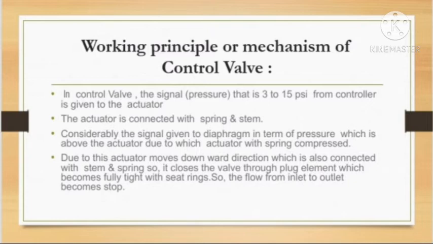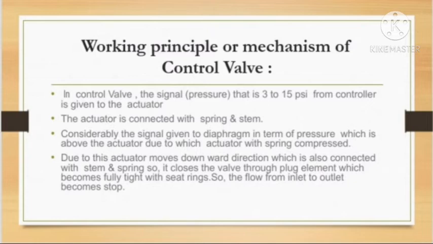Next one is working of control valve, that is how does it work. Here the signal from controller is given to the actuator of control valve. Generally, pneumatic type actuator is used in control valve so that given signal is about 3 to 15 psig. But if it is electrically operated control valve having electrical actuator, then it has to be given 4 to 20 milliampere. Now the actuator is connected with stem and spring.